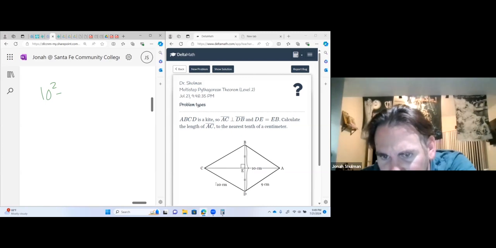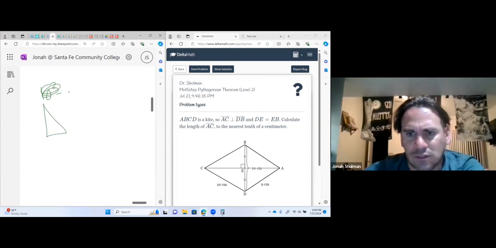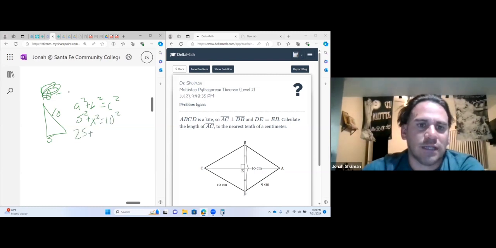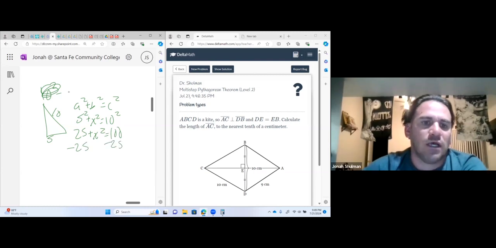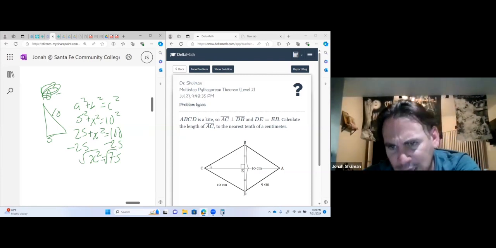So this is 5, 10. So here's the little one. So that's 5 and that's 10. We have 25 plus x squared equals 100. We're going to minus 25 from both sides. X squared equals 75. Square root of 75. So boom, that's your first one. That gives us half.